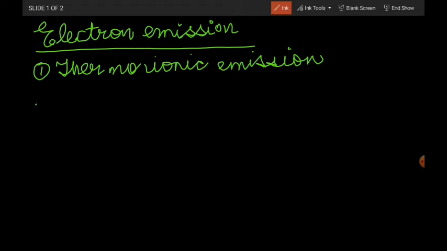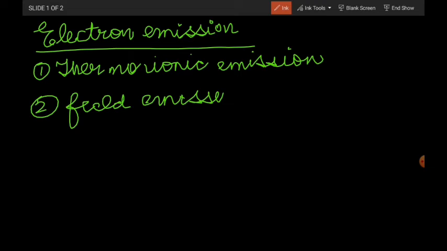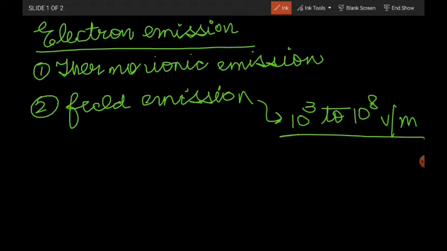The other one is field emission, or cold cathode emission. This describes that when we provide an electric field to a metal surface, then electrons will be emitted, and this electric field value is 10 to the power 3 to 10 to the power 8 volt per meter. It means we have to provide at least this much electric field so that we can emit the electrons. When we talk about the third one, we have photoelectric emission.